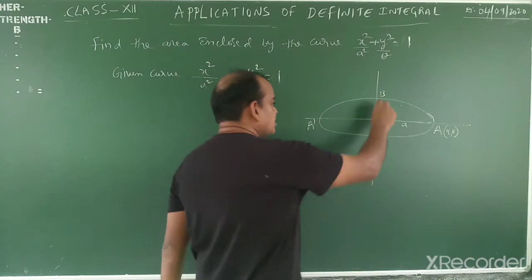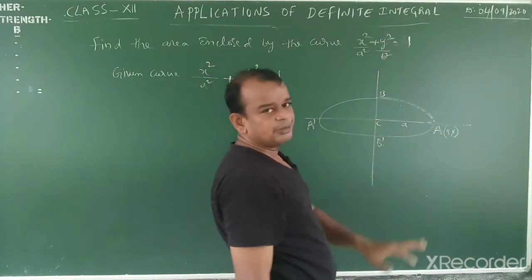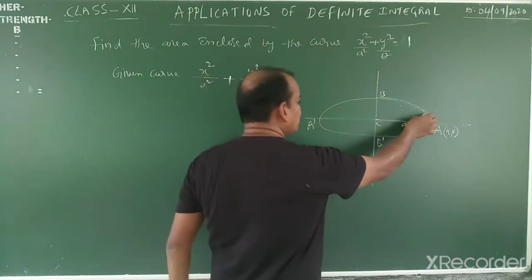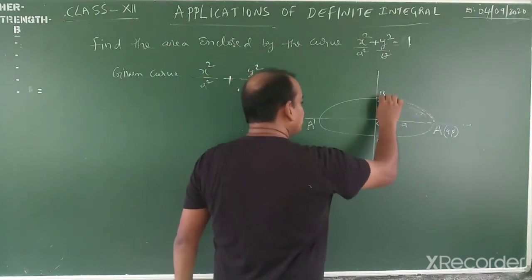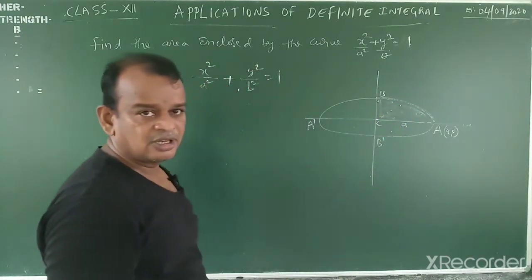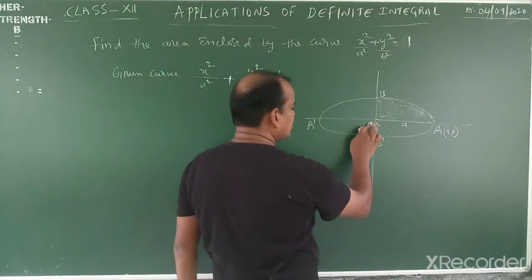Now this is the curve. Since x power is even and y power is even, 100% it is symmetric about both the axes. First we will find this area only, and after that multiply by 4, that is 4 equal areas. Okay, my dear students, the center here is 0 comma 0, 100%.